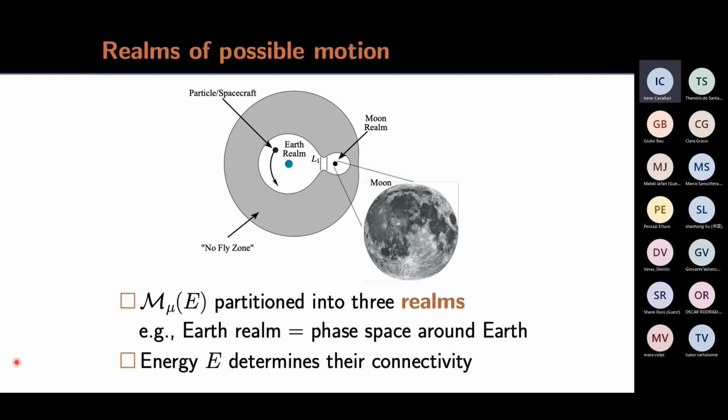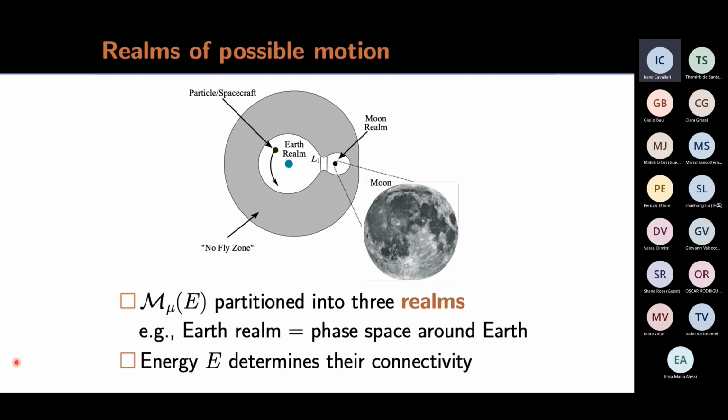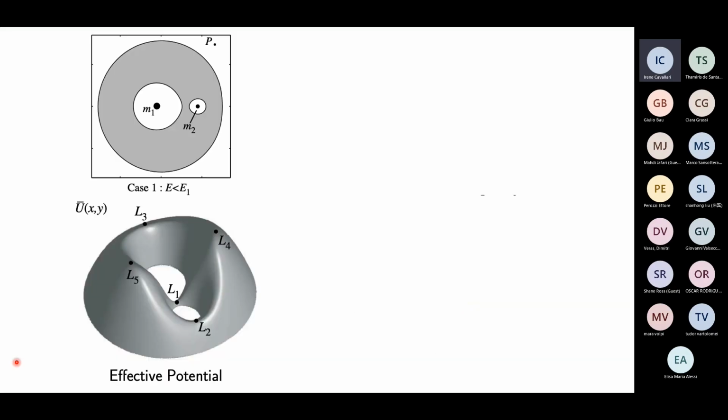And then you could partition realms of possible motion just using the usual Hill's region. So based on whatever the energy is, the phase space is roughly partitioned into 3 large regions, which I'll call realms. So the Earth realm is the phase space around the Earth, the Moon realm is the phase space around the Moon, and then you have the realm exterior to them both. And this energy E determines that connectivity.